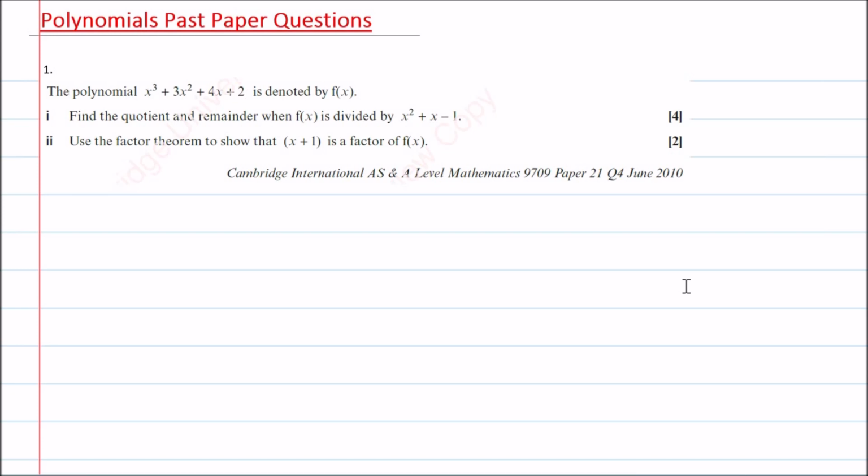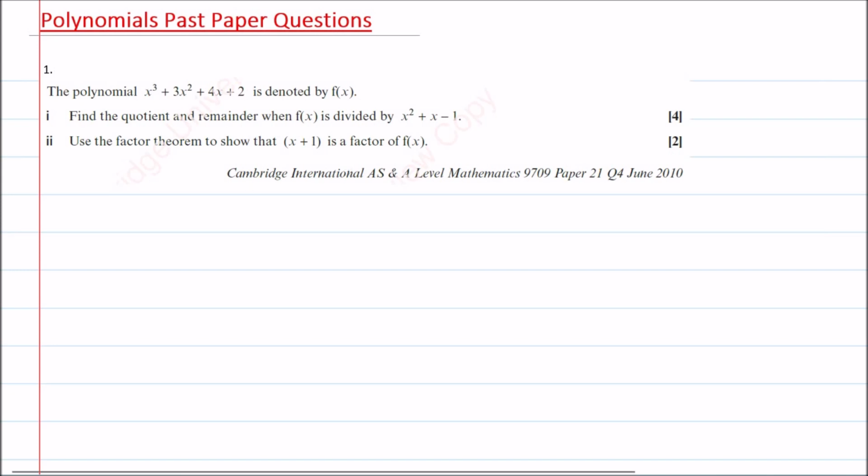It says the polynomial x cube plus 3x square plus 4x plus 2 is denoted by f(x). Find the quotient and remainder when f(x) is divided by x square plus x minus 1. Part 2: use the factor theorem to show that x plus 1 is a factor of f(x). So, we will take both the parts one by one. Let me show you part 1.